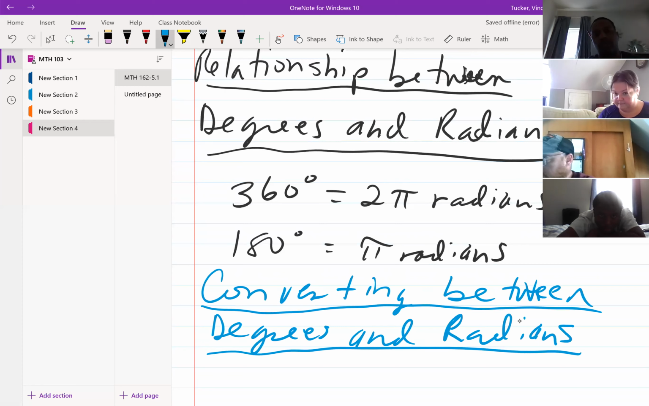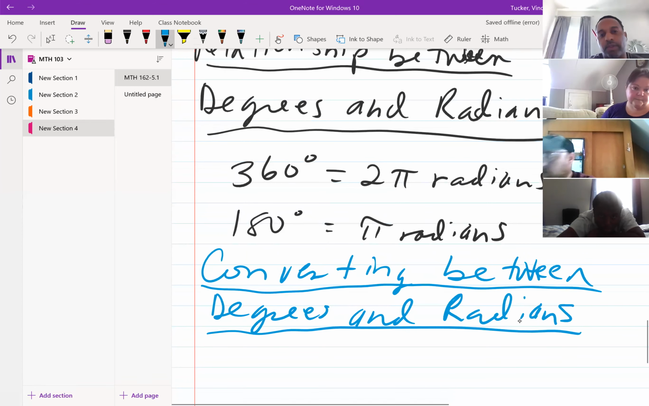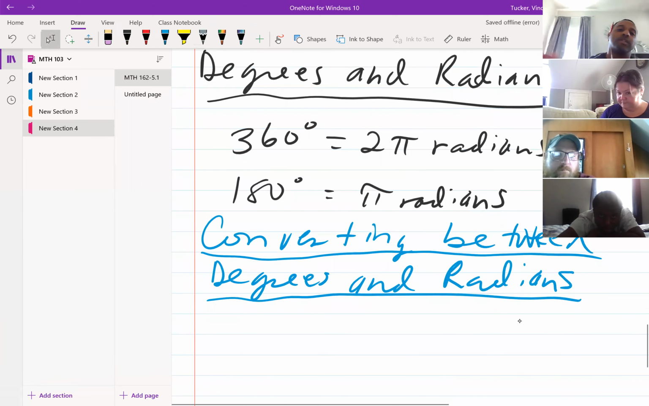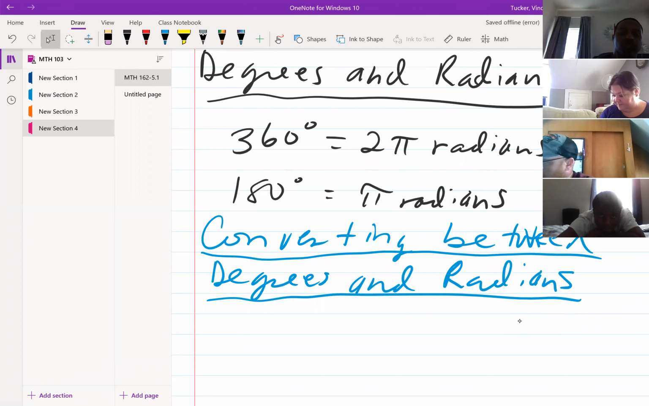Okay, so the relationship between degrees and radians. 360 degrees is equal to 2 pi radians. 180 degrees, that's halfway, is equal to pi radians.